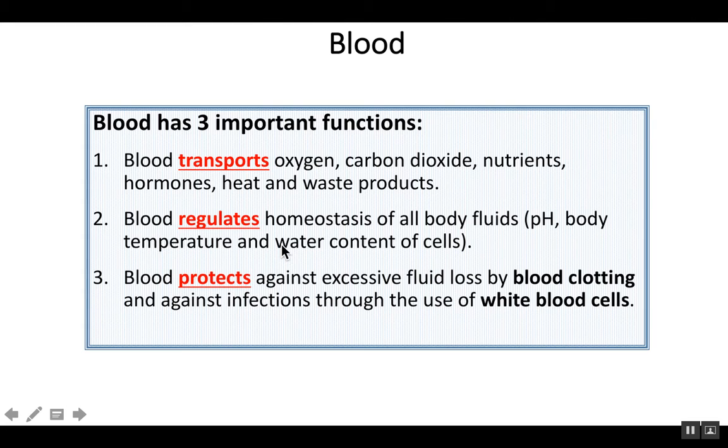The third function is to protect against excessive fluid loss by clotting blood. So if there's a wound and we hemorrhage, blood has an intrinsic mechanism to clot and prevent further blood loss. The blood also protects us from infections. It does this by transporting white blood cells to the site of infection. So blood works together with your immune system to protect you from disease.